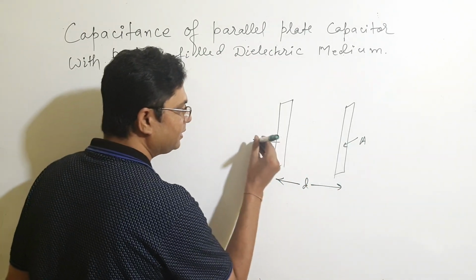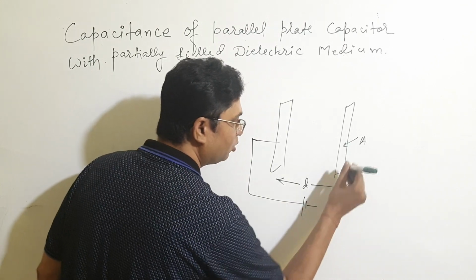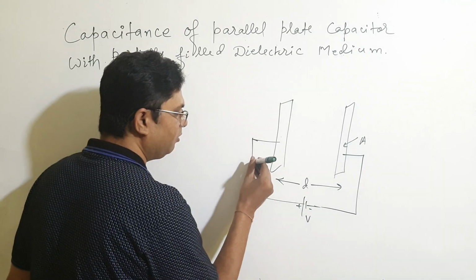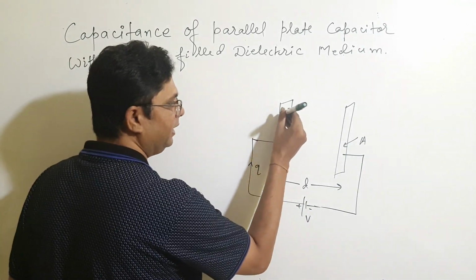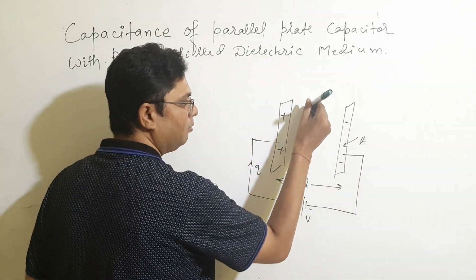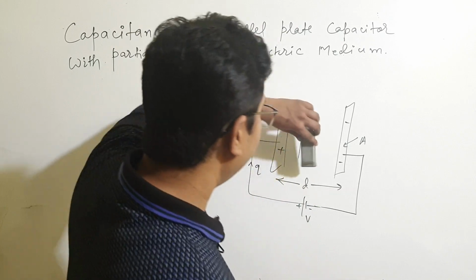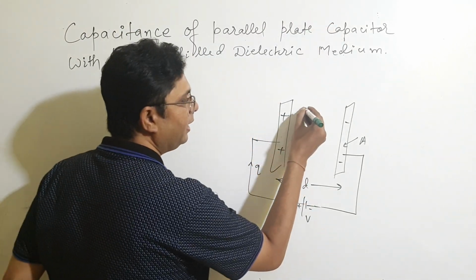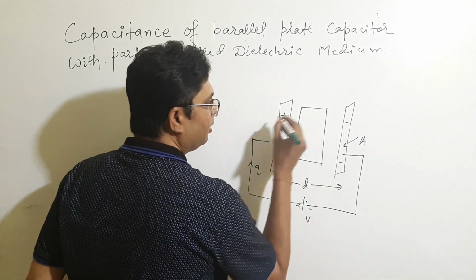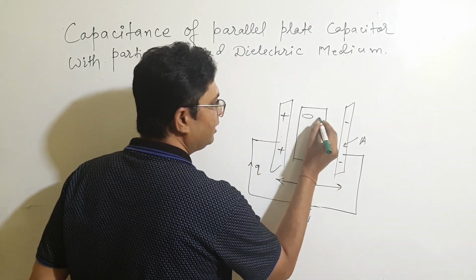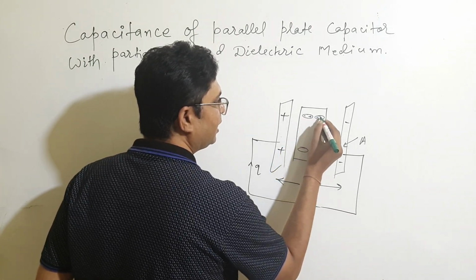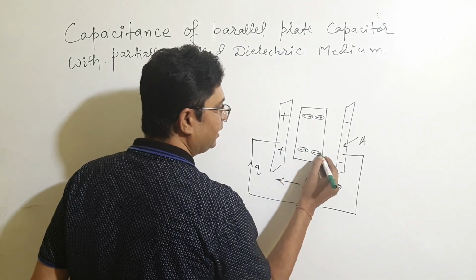Now these two plates are connected across a potential source V. So charge Q will move from one plate to the other, so plus charge will be here and minus will be here. Let us place a dielectric between the plates. Due to this plus charge, the dielectric will start polarizing. Here we have minus charge, here plus charge, minus plus, minus plus, minus plus.